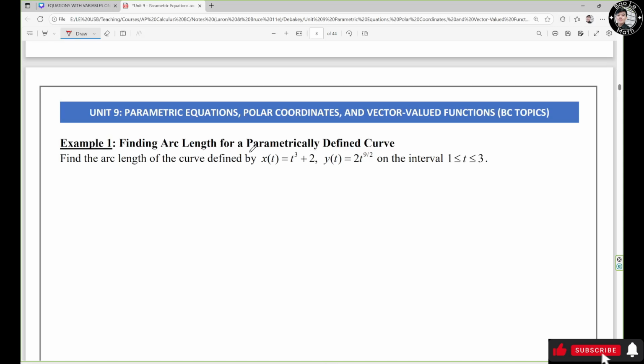Find the arc length for a parametrically defined curve. Find the arc length of the curve defined by x of t equals t cubed plus 2 and y of t equals 2 times t to the power of 9 over 2 on the interval 1 to 3. So, you take the first derivative of the function x of t, which turns out to be 3t squared. And y prime of t equals 9t to the power of 7 over 2.